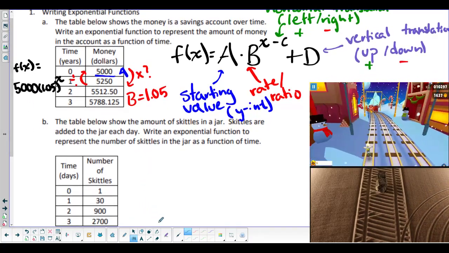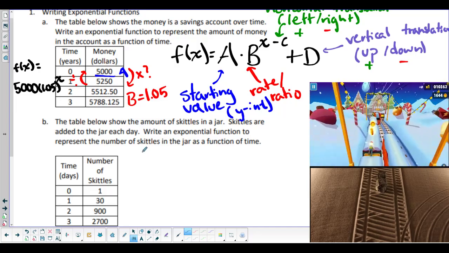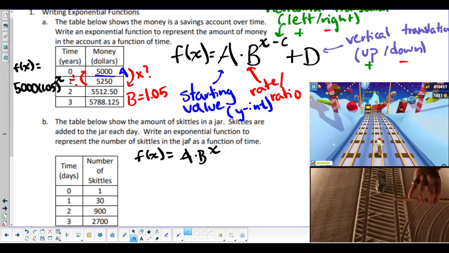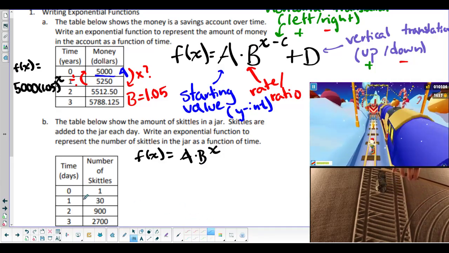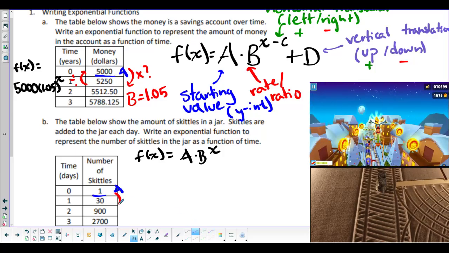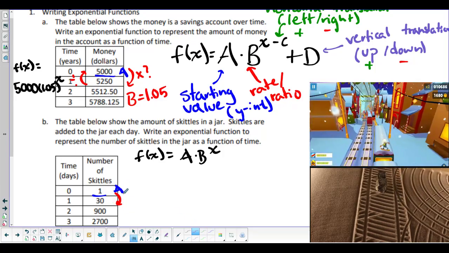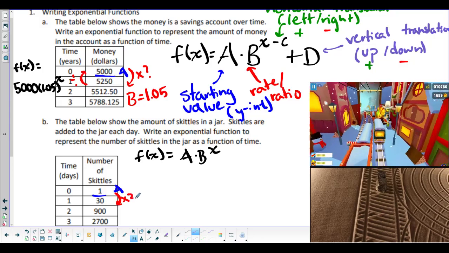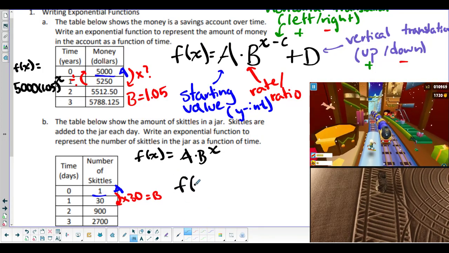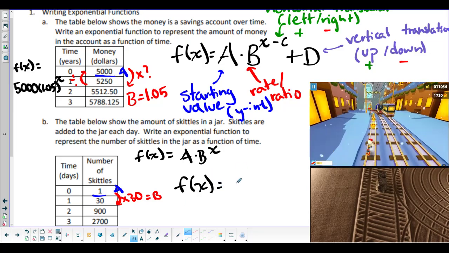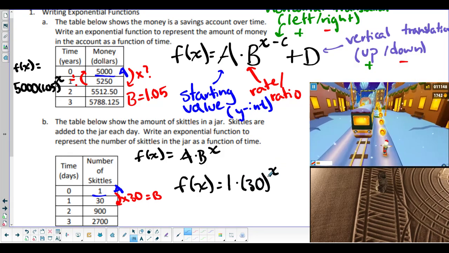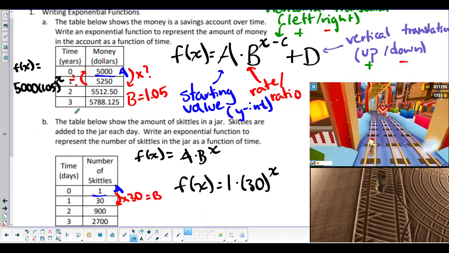Let's do it for this one as well. So same idea, f of x equals a times b to the x. Our starting value when time is 0 is 1, so that's a. And then what do I have to multiply to get from here to here? Well, this one I can do in my head. 1 to 30 is just times 30. And so that is b. So my final equation is f of x equals 1 times 30 to the power x. And that's how you would do it, right?